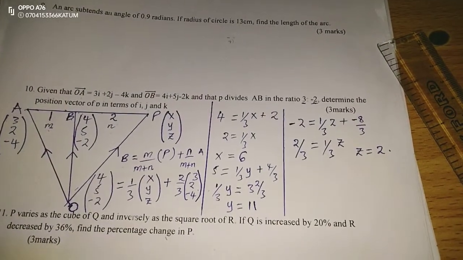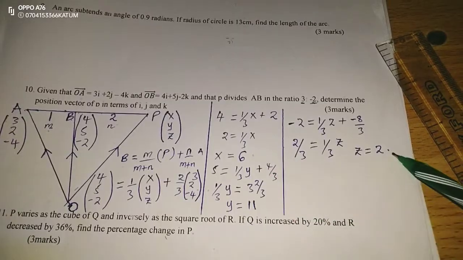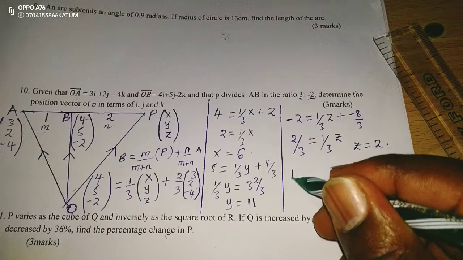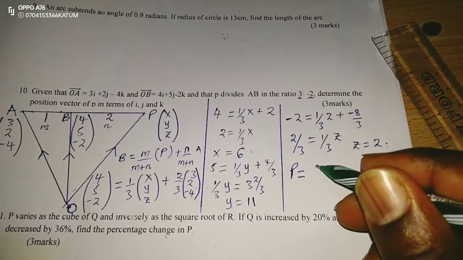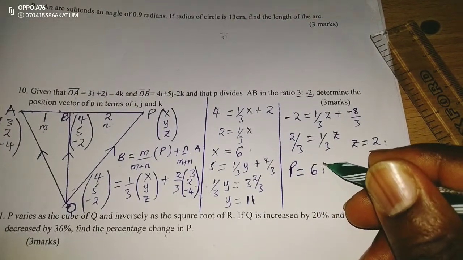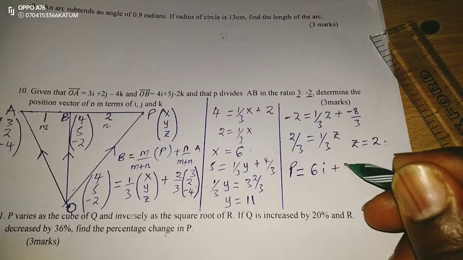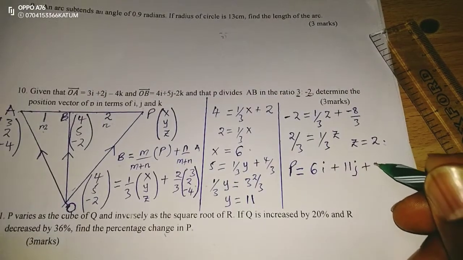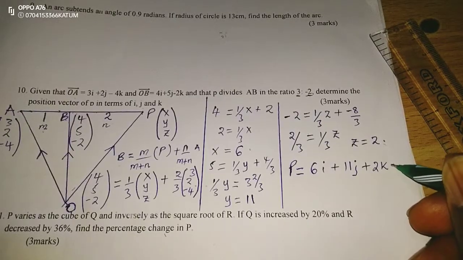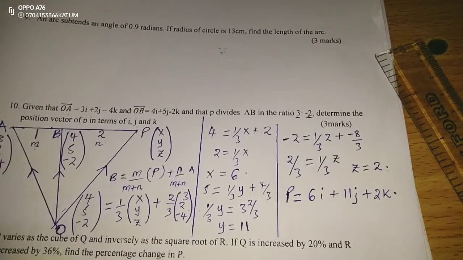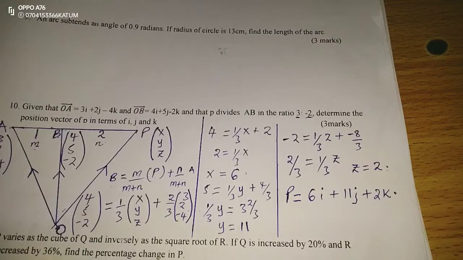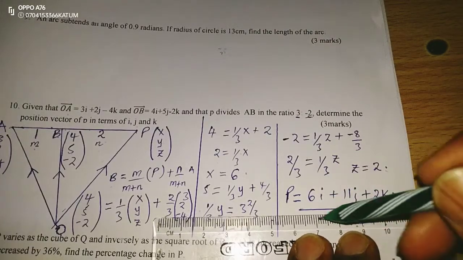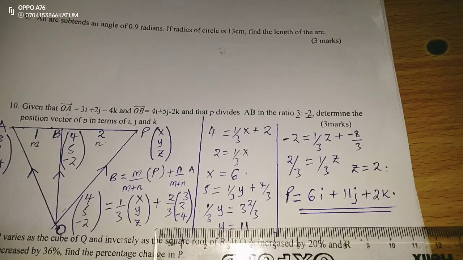Therefore, now with x, y, and z, the position vector of P is going to be 6i plus 11j plus 2k. So that is the position vector of P in terms of i, j, and k.